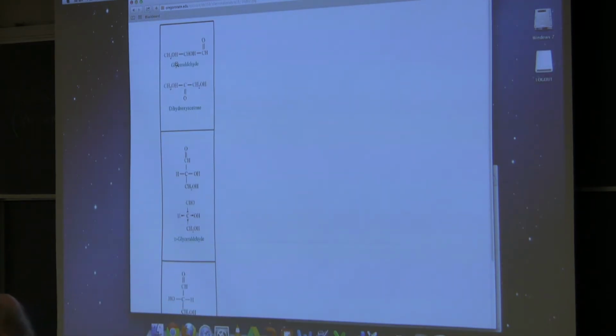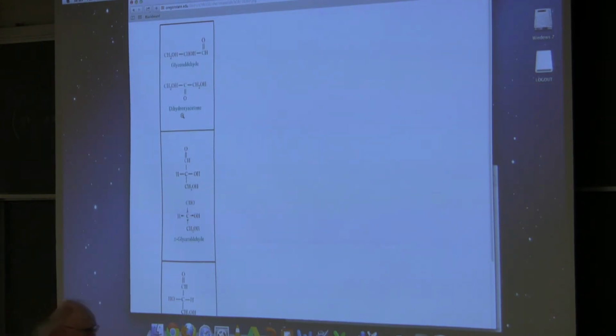So one kind of carbohydrate, or one kind of sugar in this case, is an aldehyde, and an aldehyde sugar has the name of an aldose, A-L-D-O-S-E. The other chemical form of sugar that we have has a ketone. You can see a good example here, dihydroxyacetone. Dihydroxyacetone has a ketone group, and as you might guess, we call these ketoses.